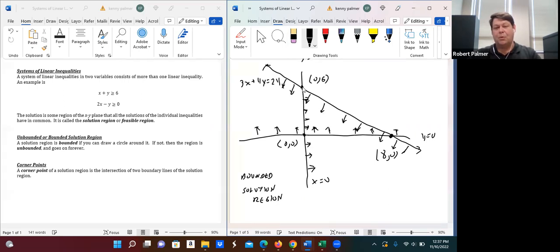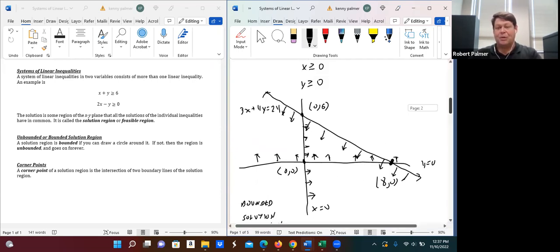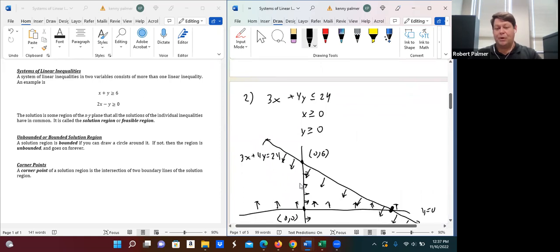Okay, we have those three corner points. So any point within this triangle, including those corner points and the lines on the boundary, would be a solution to those three inequalities at the same time. So you can plug in any of those three points, or any point on the line, or any point in the middle, and you'll see you get a true statement in each case.